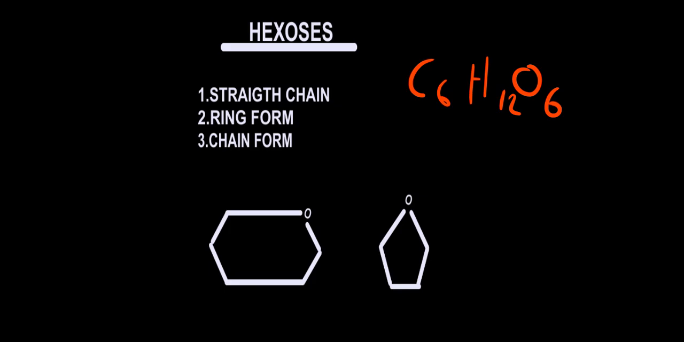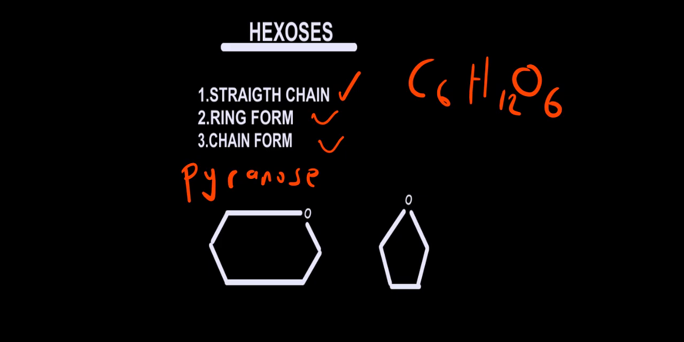Then these hexoses can be represented in 3 ways. It can either be a straight chain, like the one we saw for glucose, a ring form, and a chair form. But mostly in this course you are going to talk about the straight chain and the ring form. Rarely do you talk about the chair form. Now glucose forms a ring called a pyranose.